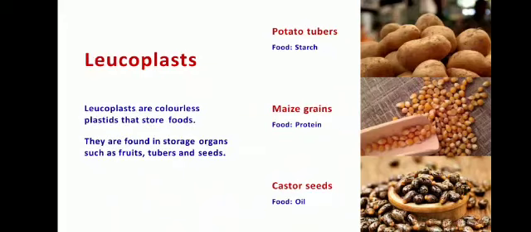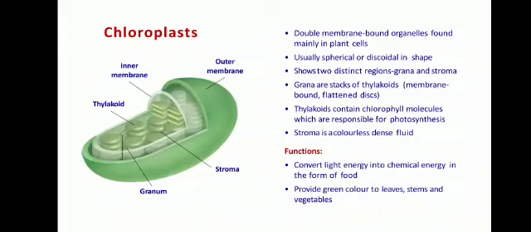Then the leucoplasts are the colorless plastids and store some food. They are found in storage organs like fruits, tubers as well as seeds. The potato tubers store food that is called starch. Maize grains store protein, and castor seeds store oil. Next one is the chloroplast.